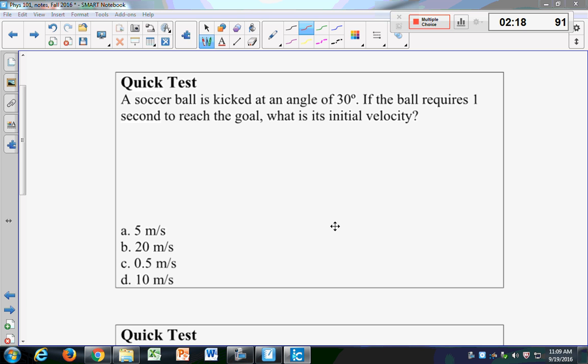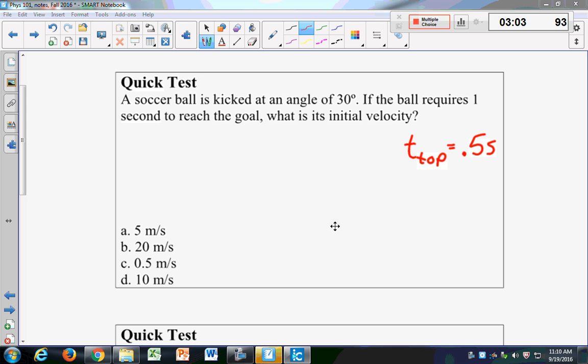I'm not going to turn it off just yet, but I want to tell you, it takes 1 second to reach the goal. How long does it take to get up to the top of this trajectory? 0.5 seconds. So from up here to up here, it takes 0.5 seconds. Right? So I'm going to write that down. T top is 0.5 seconds. You might have worked this a little bit differently. It takes 0.5 seconds to get up to the top. Then you can find out what is the velocity in the y direction from this. And then you can find out what is the magnitude of the initial velocity.